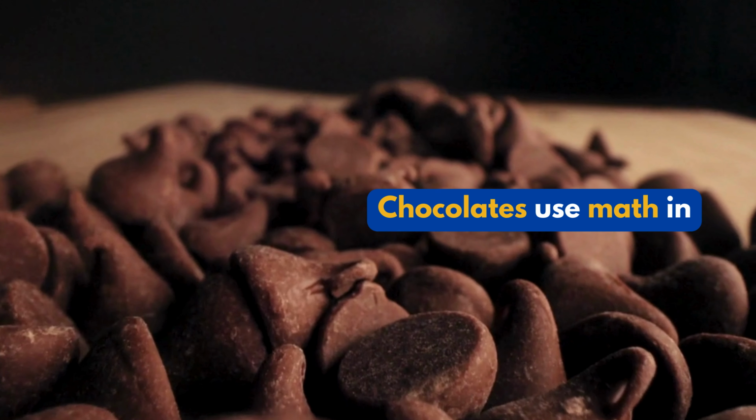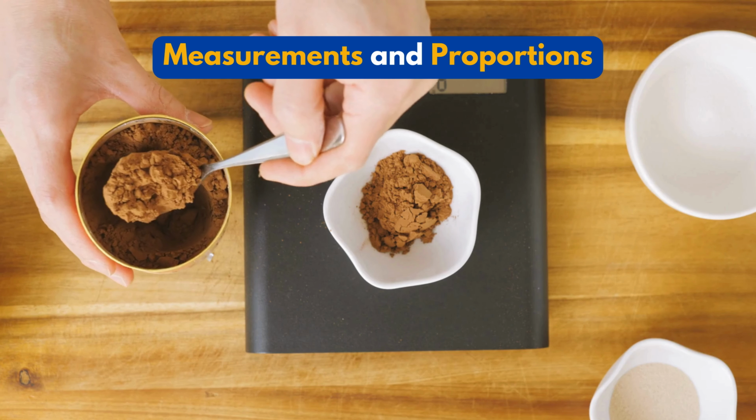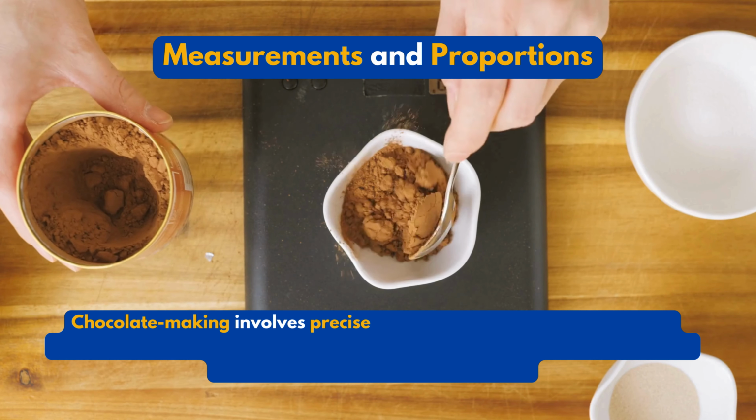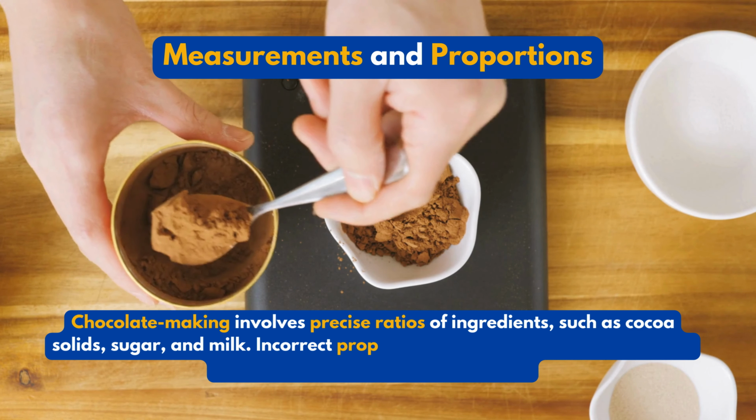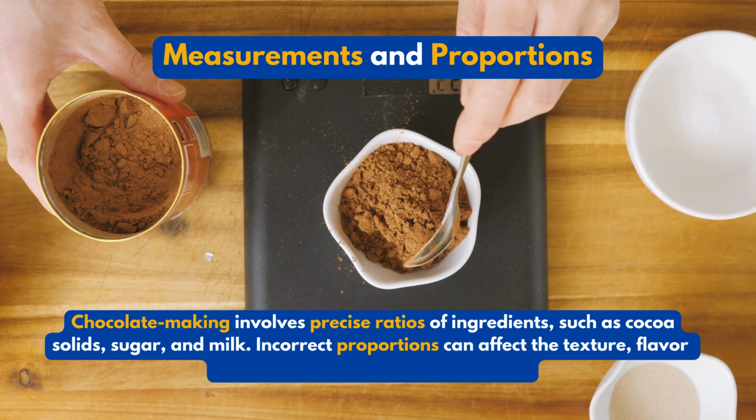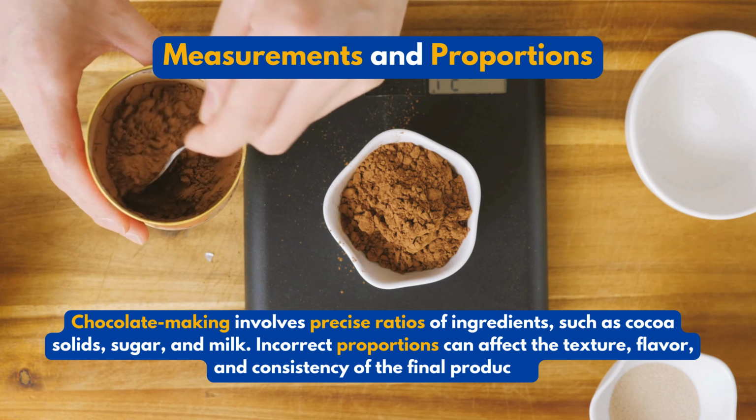Chocolates use math in measurements and proportions. Chocolate making involves precise ratios of ingredients, such as cocoa solids, sugar, and milk. Incorrect proportions can affect the texture, flavor, and consistency of the final product.